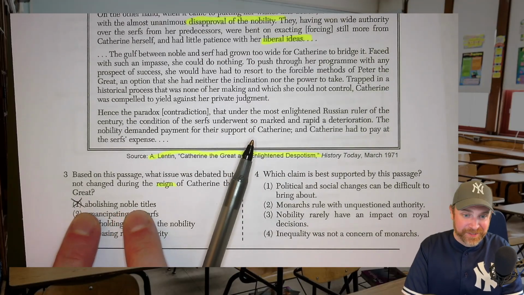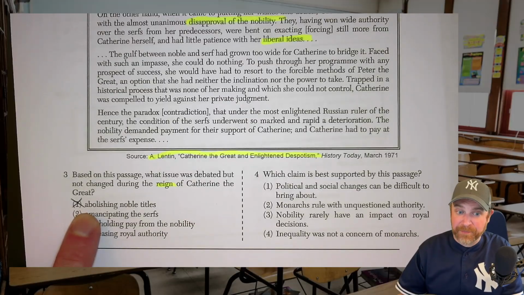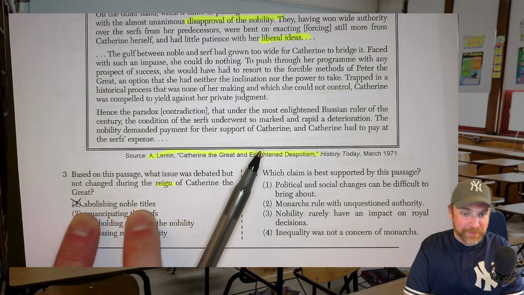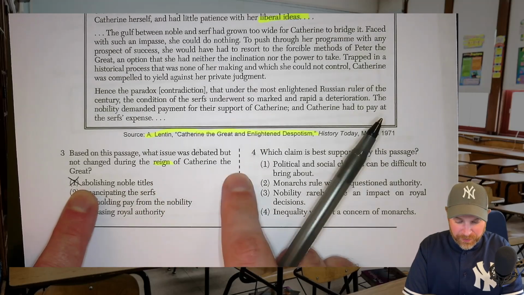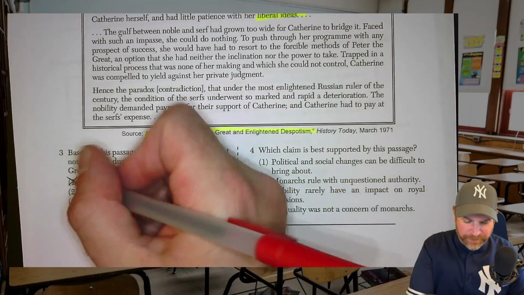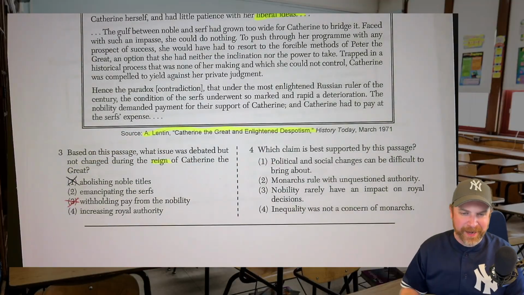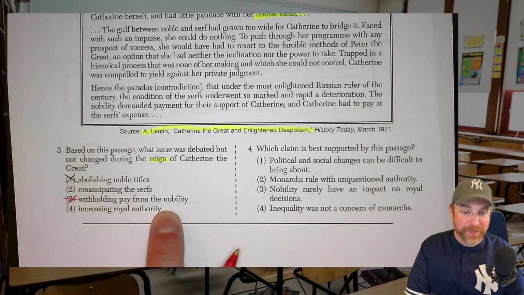She's not abolishing these things, right? And if anything, she's making sure the nobles are going to continue being happy. This would not make the nobles happy, all right? They're going to lose their rights to lands. So she's not doing those things. Choice 3, withholding pay from the nobility. Well, she doesn't mention that in the source, right? And again, the general theme of the source is make the nobles happy. This is not going to make the nobility happy.